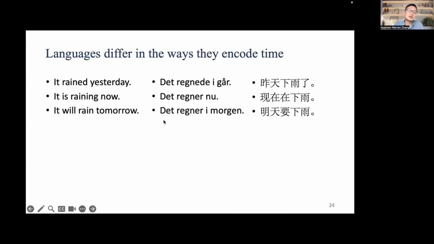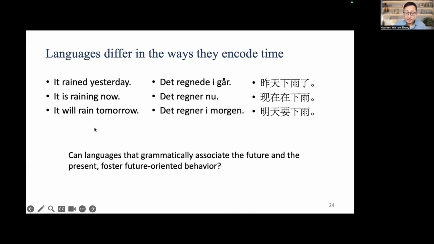You see here that different languages encode time differently. In English, you distinguish the past and the future by changing the form of the verbs you use. So you see here, it rained yesterday, it is raining now, it will rain tomorrow. We have different forms to represent different time points, whether it's in the future, in the past, or happening now.